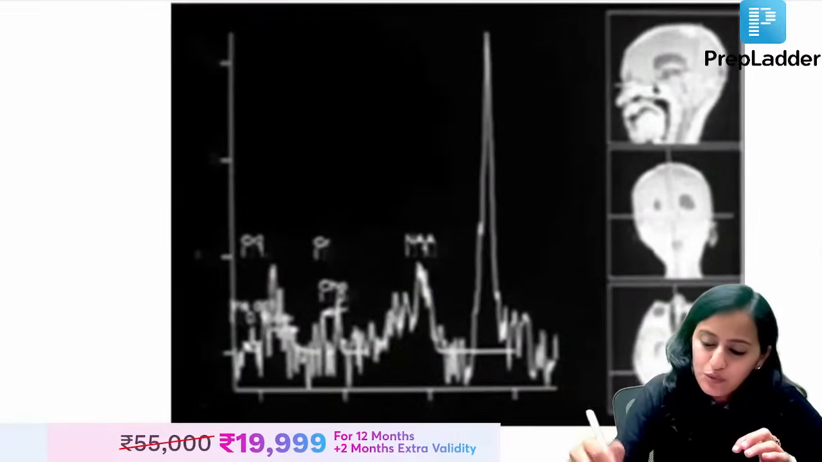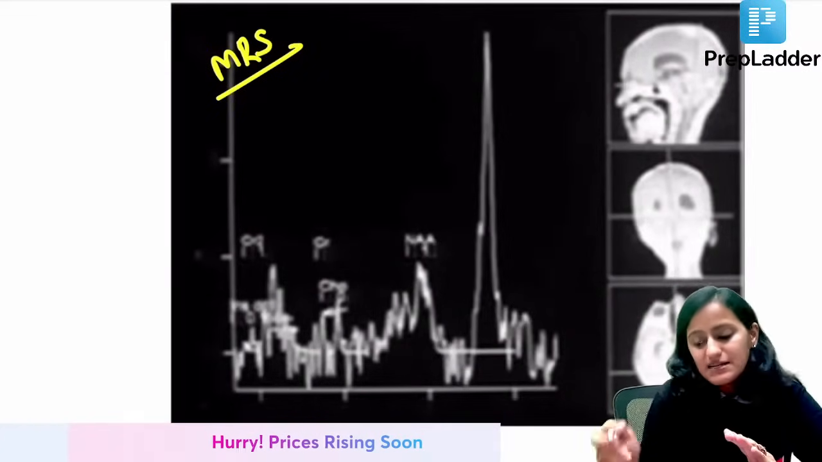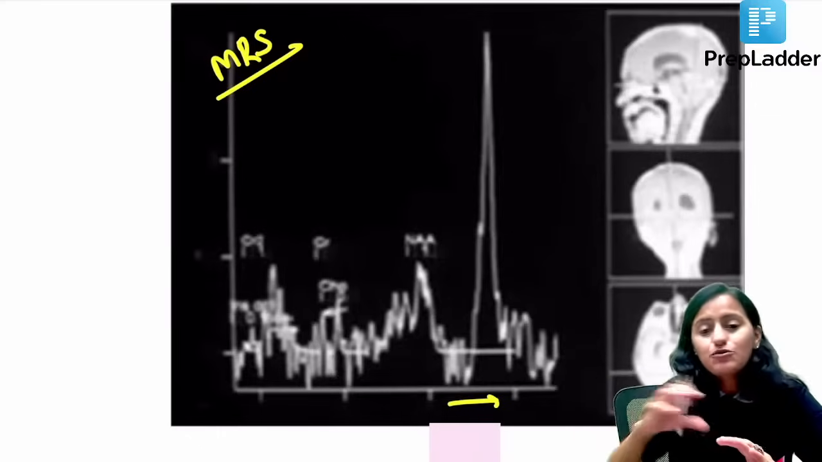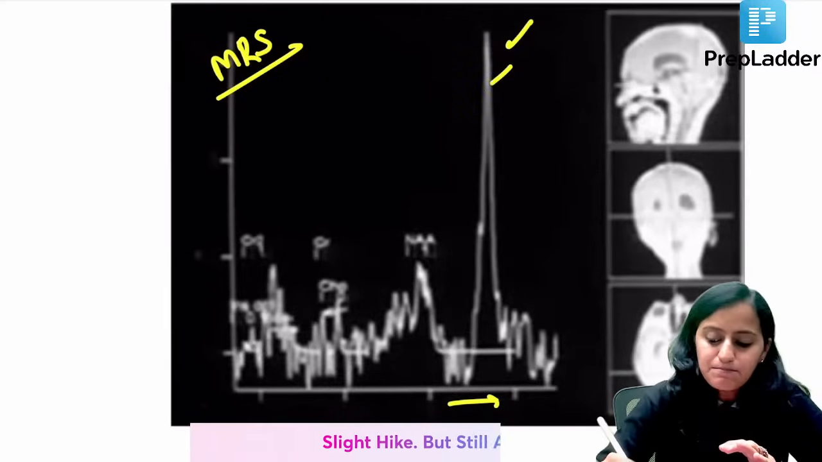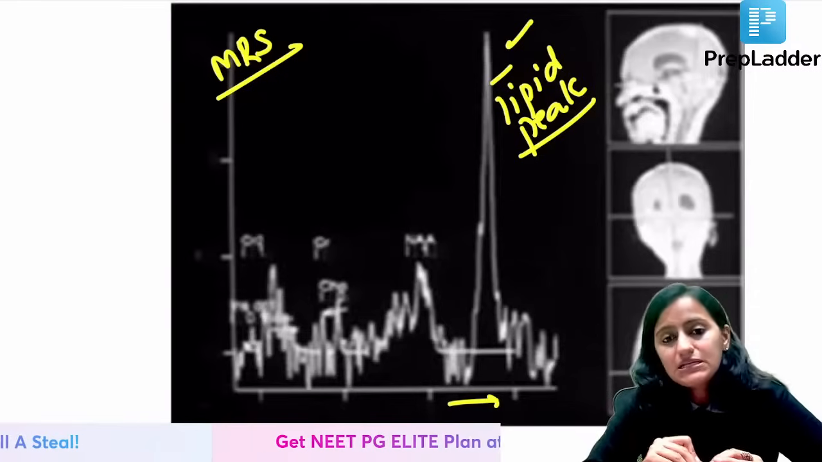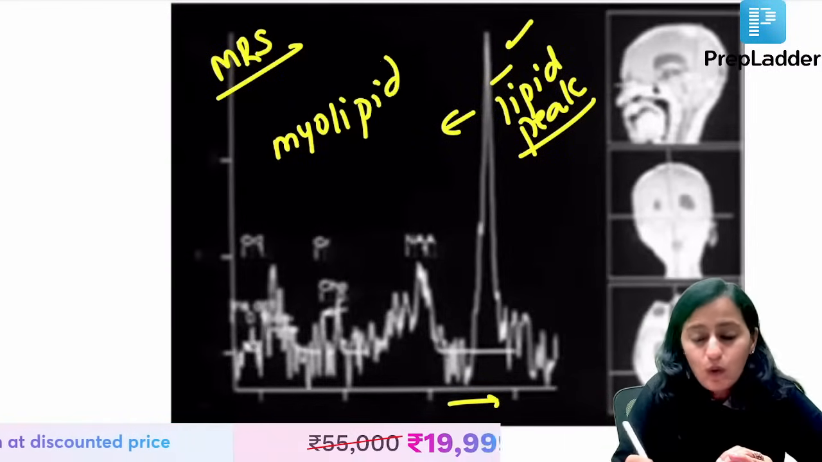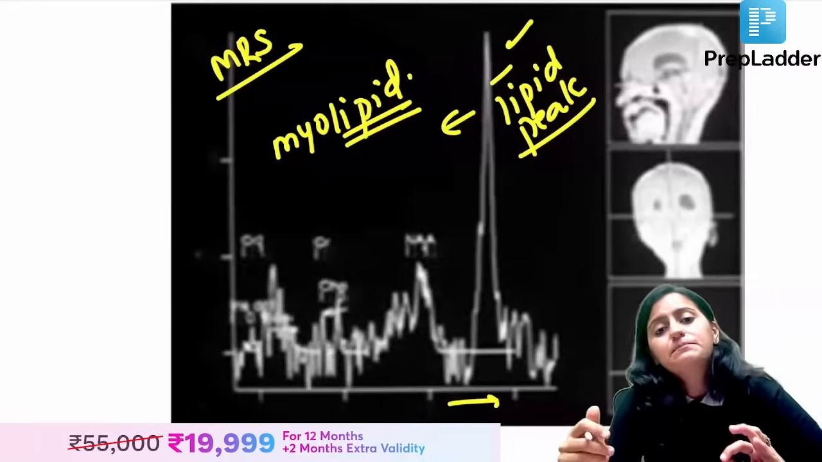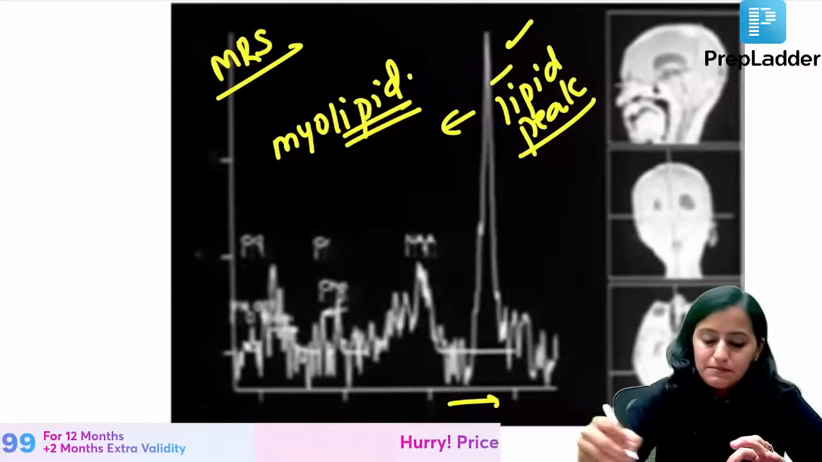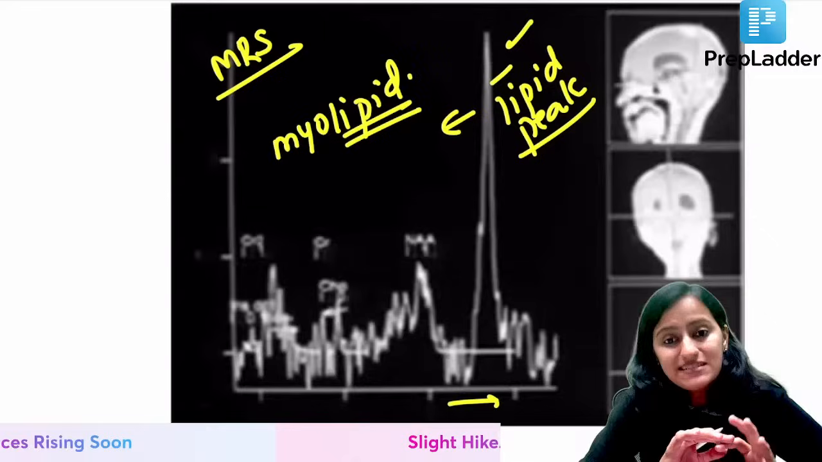And what investigation have they given you? MR spectroscopy. In the MR spectroscopy, towards the right side of the graph, you are seeing a peak. What peak is this? This is a lipid peak. So remember that TB mycobacterium has mycolipid. It shows the lipid peak. Okay. So lipid peak is seen in TB. Lipid peak will not be seen in neurocysticercosis.